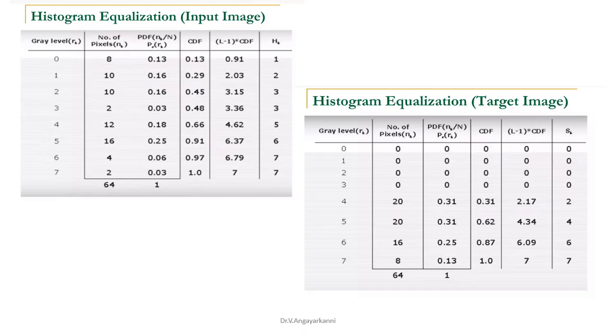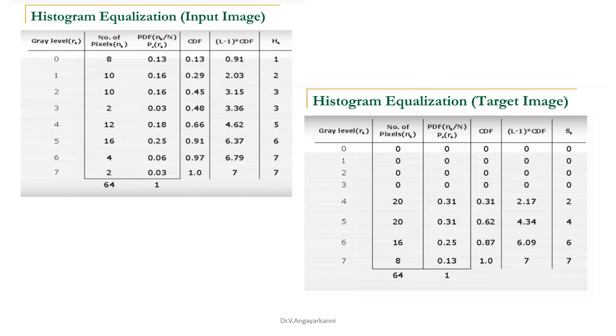Procedure is the same. So as in the earlier example, the number of pixels is listed here and its probability is calculated, and cumulative probability is calculated by adding the first two values, 0.13 plus 0.16 is 0.29. Then cumulatively you add all three values, 0.45. Similarly, you add all five values, 0.48. Like that we have to find the cumulative probability. Then L minus 1, that is 8 minus 1, into CDF. Then its corresponding H value.